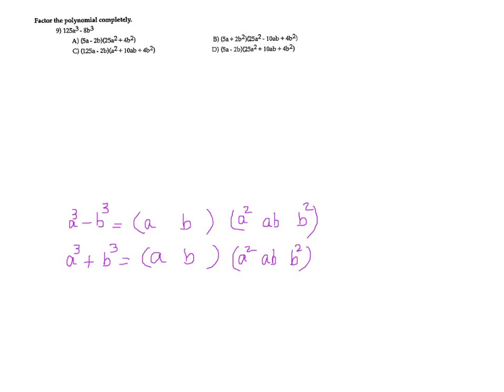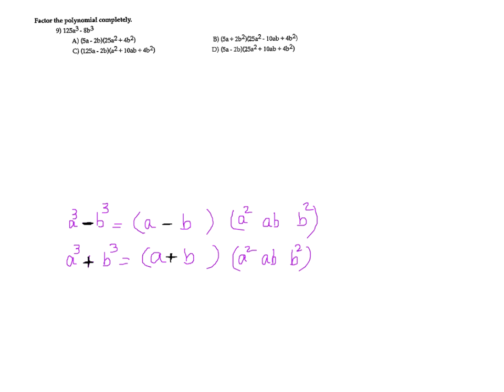So first of all, you need to know the terms. Now we're going to worry about the sign. The sign of the first parentheses always would be the same as the sign of what we have. So here we have minus, the sign here would be minus. Here this is plus, the sign would be plus. So that's easy to remember.